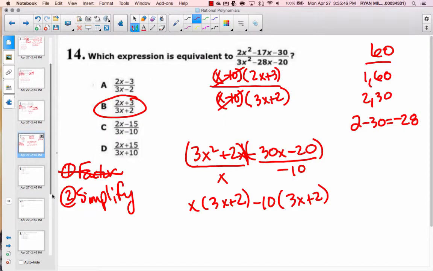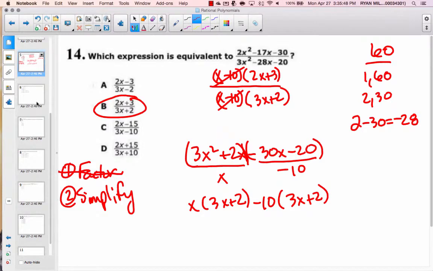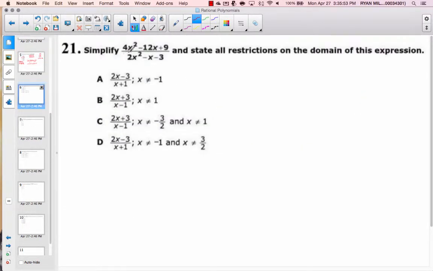All right, we've only got a few more examples left. Looks like we have 1, 2, 3, 4, 5 examples left. Simplify this and state all the restrictions. Remember, when it asks you to state the restrictions, the first thing you're going to do is factor. The second thing you're going to do is state restrictions. And the third thing you're going to do is simplify.